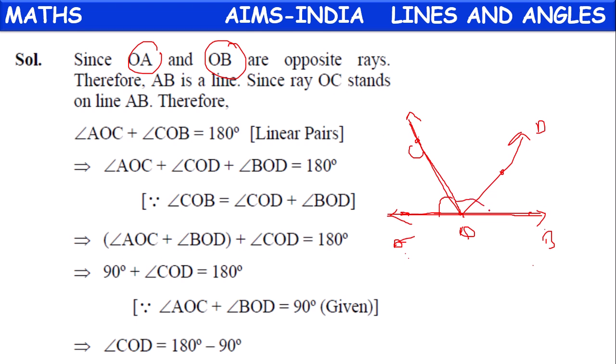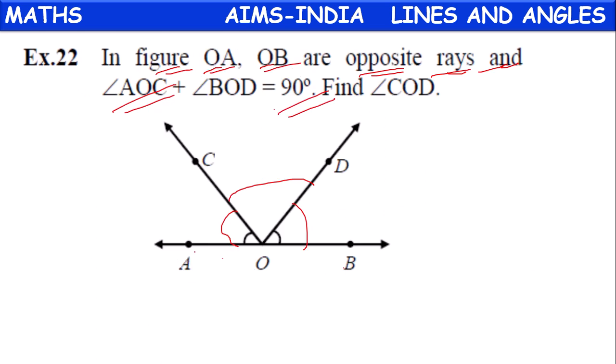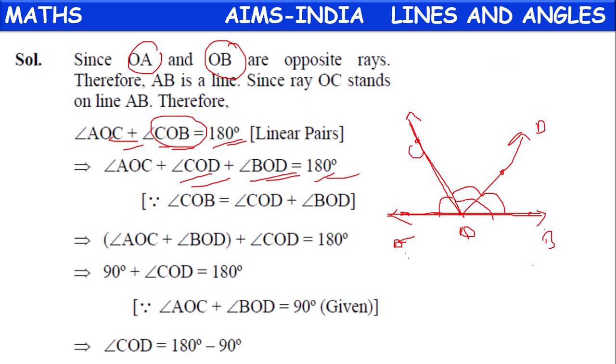AOC plus COB, the total angle, is a linear pair, 180 degrees. But COB can be written as COD plus DOB. So AOC plus COD plus BOD is 180 degrees. But they have given AOC and BOD equal to 90 degrees.